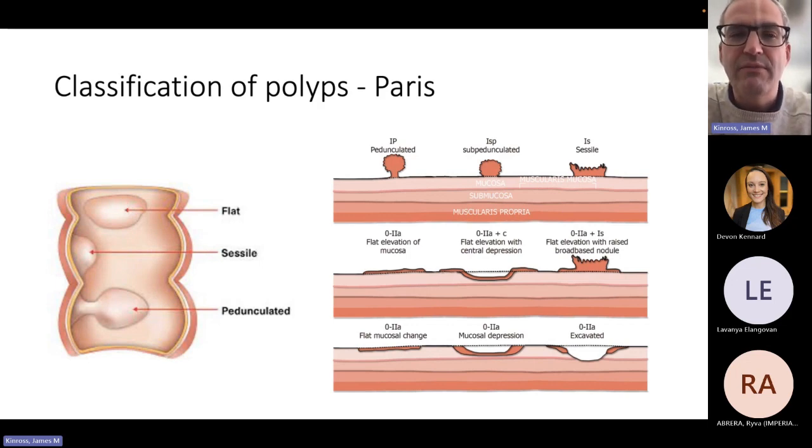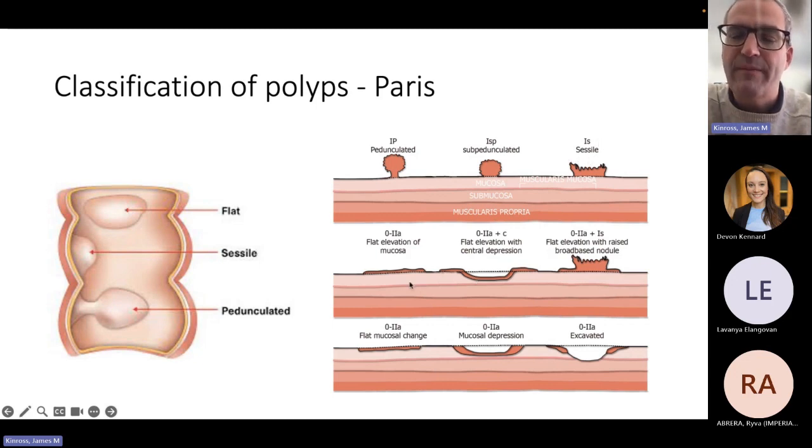So broadly, they can be flat, they can be sessile, or they can be pedunculated. Pedunculated means they've got a stalk. Sessile means they're sort of bulging, but they don't have a clear stalk. So they're protruding, if you like, from the lining of the mucosa. And flat, well, they're flat. And you can see that we have these different terms. So we have IP for pedunculated, ISP for subpedunculated, and IS for sessile.